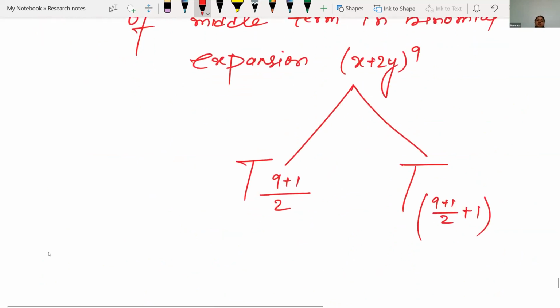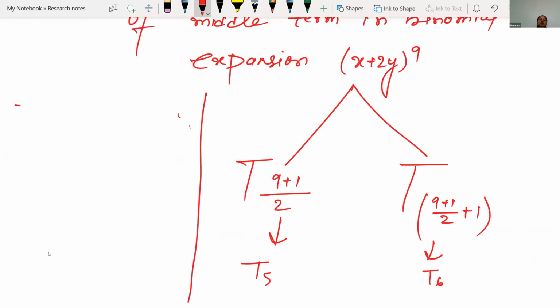Yes, ma'am. So the term will be 10 by 2, that means fifth term and sixth term. We have to write the fifth term from here and the sixth term from here. How? By using the general term formula. Again, I am reminding you, the general term, r plus 1th term, was nCr x to the power n minus r y to the power r.